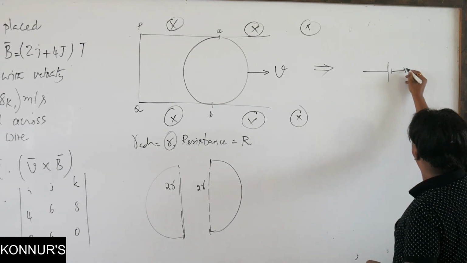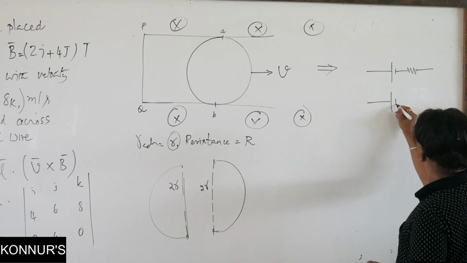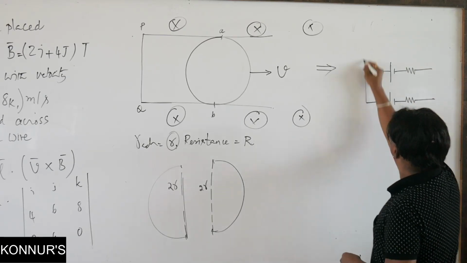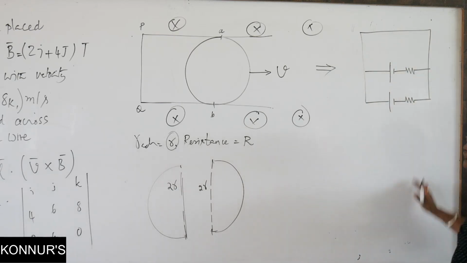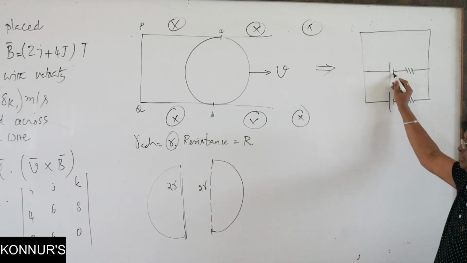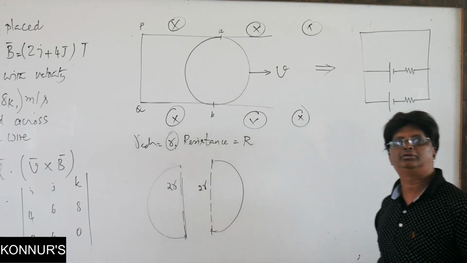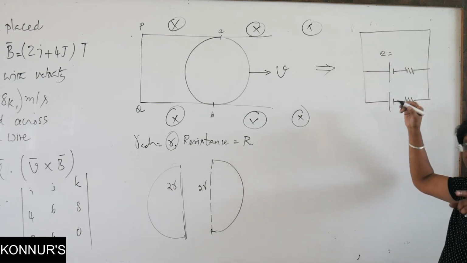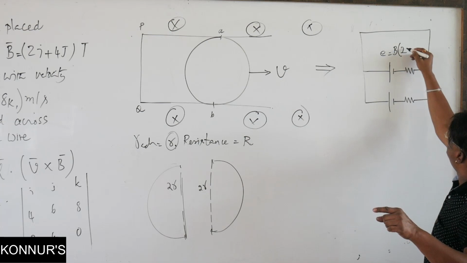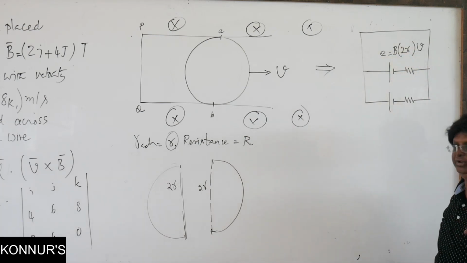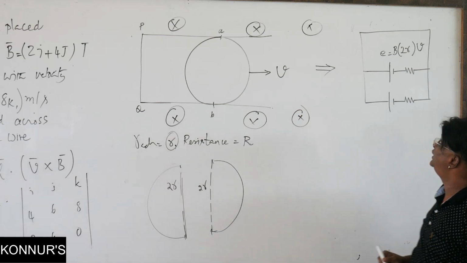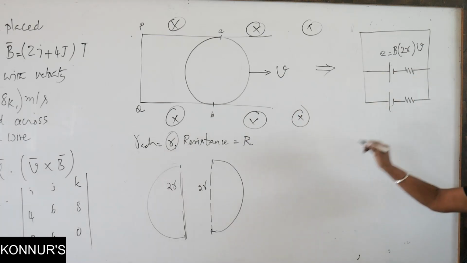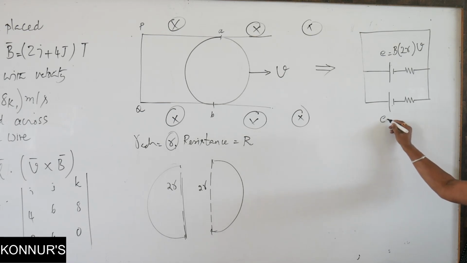Shall I write like this? This one is due to this semicircle of the ring. Here that causes an EMF E equal to BLV. That is B, L for 2R and velocity V, and of course here sin theta happens to be 1. Now similarly the second half of the ring is also an EMF source, it becomes B times 2R times V. Now what about the resistance?